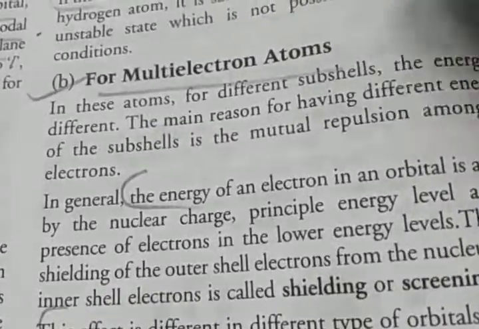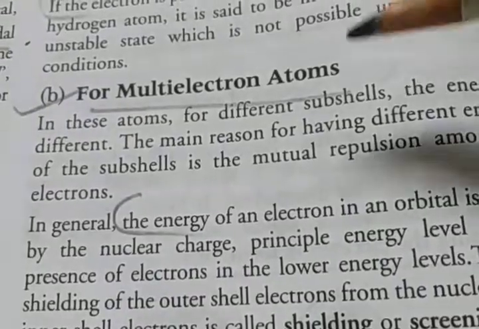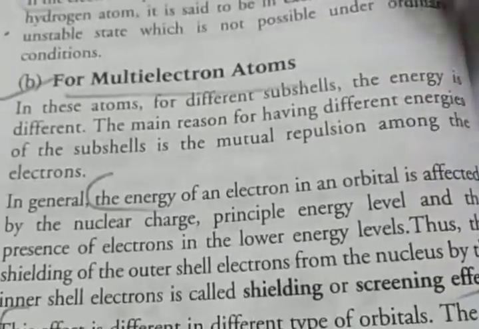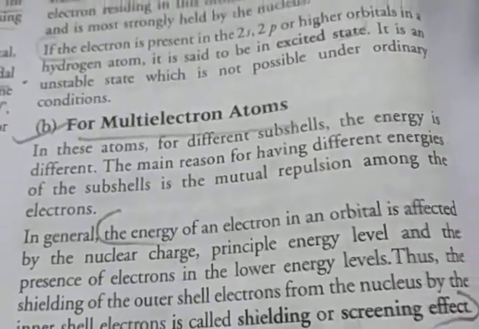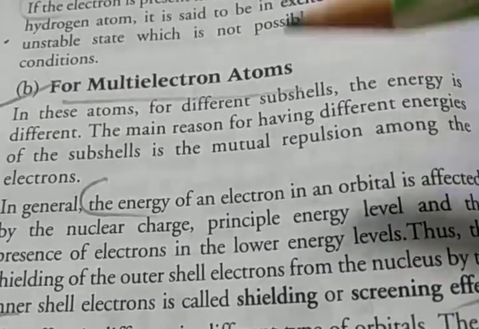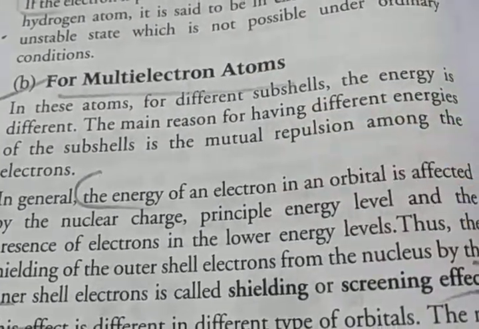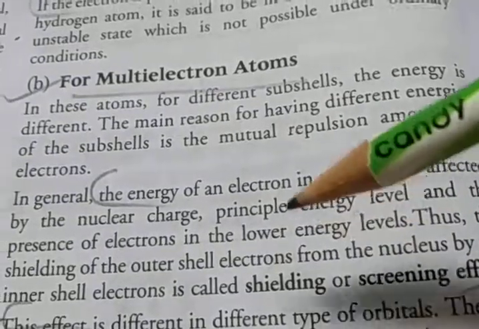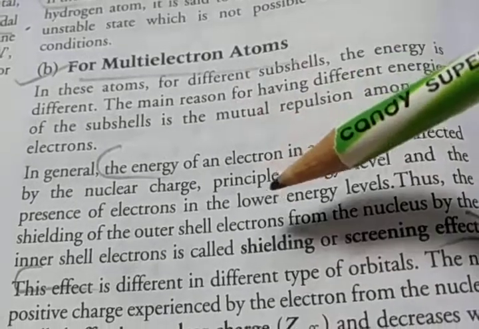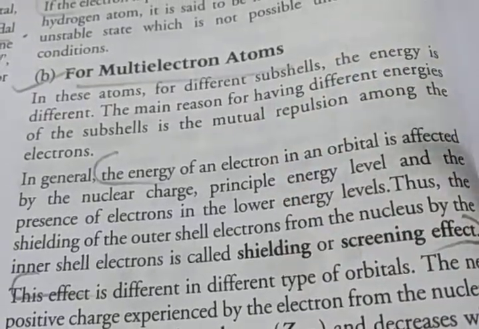Then for multi-electron atoms, the energy is different for different subshells. The main reason for the different energies of the subshells is the mutual repulsion among the electrons. The energy of an electron in an orbital is affected by the nuclear charge, the principal energy level and the presence of electrons in the lower energy level.